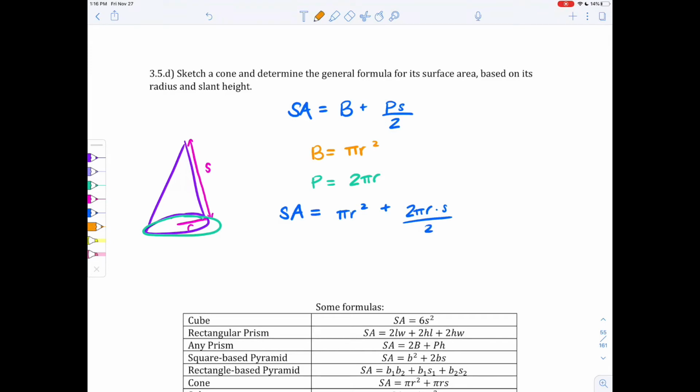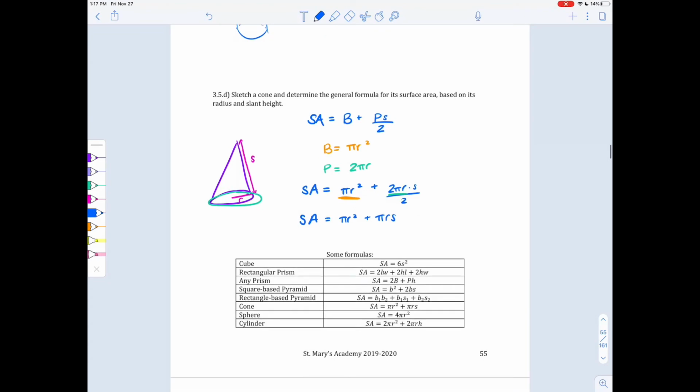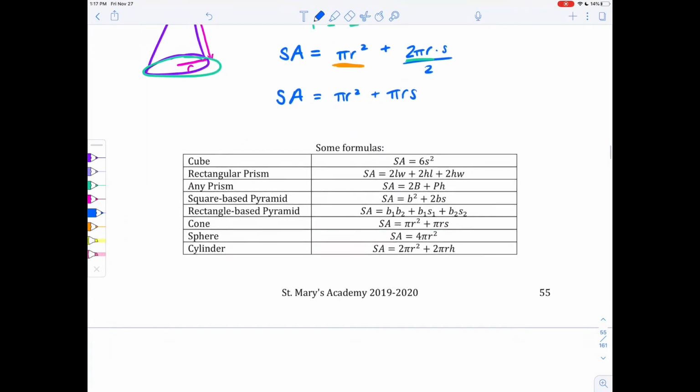Just to recap, this pi r squared came from this value of b. This 2 pi r came from this value of p. Looking at this, I notice that this final term could be simplified because it's being multiplied by 2 as well as divided by 2. So I could simplify that and say my surface area is equal to pi r squared, that's still the same, plus pi r s, because a 2 at the top cancels out with the 2 on the bottom. There is a little bit of a summary of some of these down here.